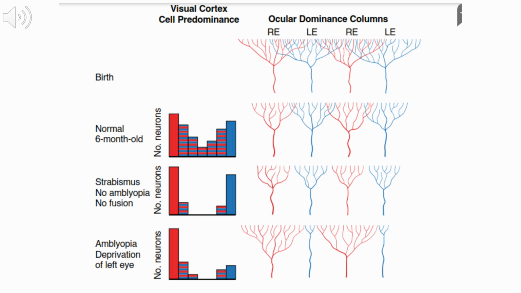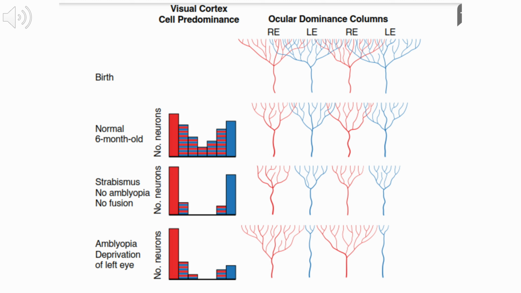This slide pulls together everything we've discussed about development, deprivation, and competition, and it shows how different visual experiences lead to very different cortical outcomes. Start at the top. At birth, the visual cortex is not yet strongly committed to either eye. Inputs from the right and left eyes overlap a lot, and many cortical cells can respond to either eye. The system is flexible and still waiting for experience to shape it.